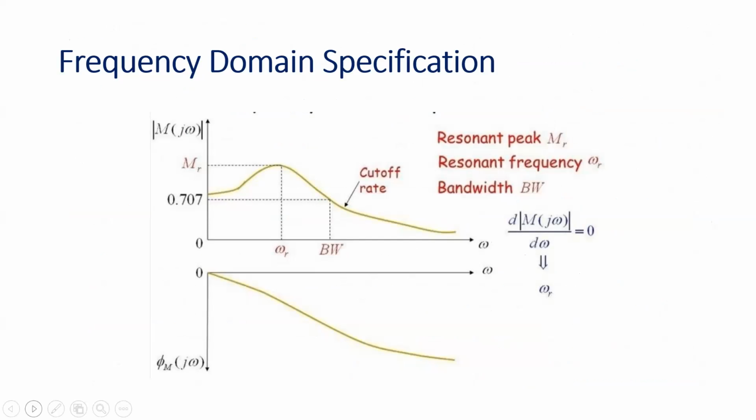Next, coming to the frequency domain specification. In the third module, we dealt with the time domain specification. What were the time domain specifications we had learned? We had learned peak overshoot, rise time, decay time, the settling time. So all these were the time domain specifications. Similar to that, we also have specifications in the frequency domain. That is resonant frequency, peak resonant value, bandwidth, cutoff frequency. All these are the frequency domain specifications.